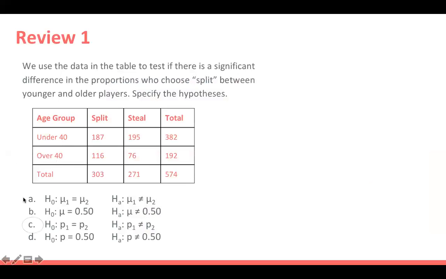All right, so we're going to go over this one now. The answer here is C. So our null hypothesis is P1 is equal to P2 because we're testing a difference in proportions here. And then our alternative hypothesis is that P1 is not equal to P2. We choose not equal here because we want to see if there is a difference. We don't want to see if there's greater than or less than. We just want to see if there's a difference between the two populations.